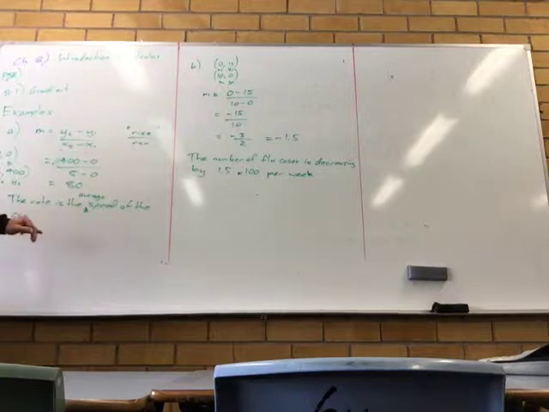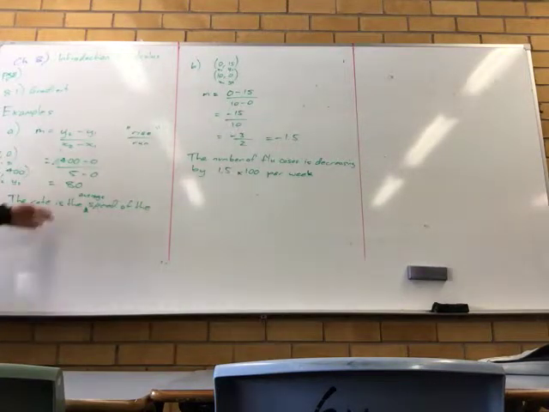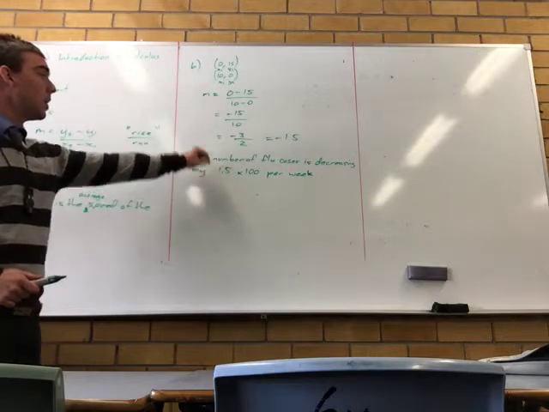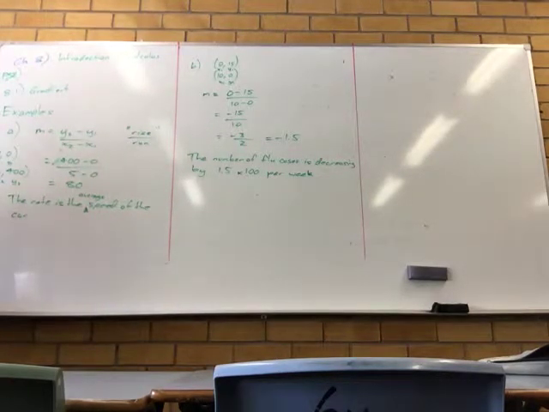Okay, so what we've just done is we calculated gradient to look at a rate. We've already looked at the rate of speed by looking at the average speed, the distance travelled in the time taken. And we're looking at the second rate, the number of cases of flu being reported and the time that gets reported. So they're two things, you're comparing two different variables, so that is a rate.